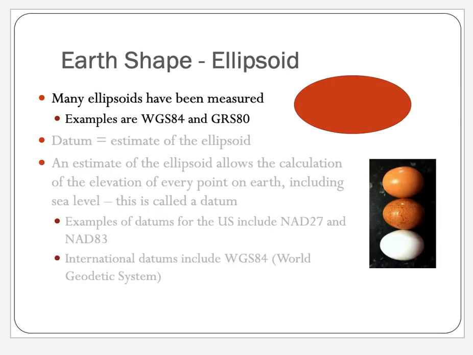So now let's talk about the Earth's shape, such as the ellipsoids, the geoid, as well as datums. So again, an ellipsoid, also you can call it a spheroid, is a sphere that is flattened at the poles, like we see here, and it's wide at the equator. So there are examples of ellipsoids. We have the WGS 84 and the GRS 80.